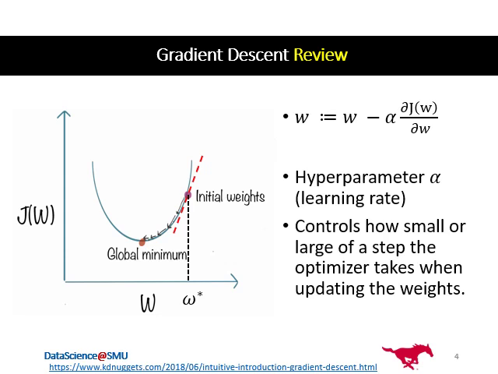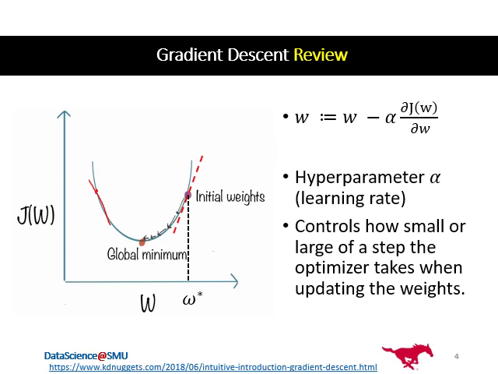Similarly, you can see if our initial point was over here, then the gradient is like this. The gradient in this case is negative, because when we increase the weight, the cost will actually decrease. So the gradient is negative, but in order to reach the minima, we actually have to increase the weight. So again, the gradient is negative here, and we are going to increase the weight to reach the global minima.